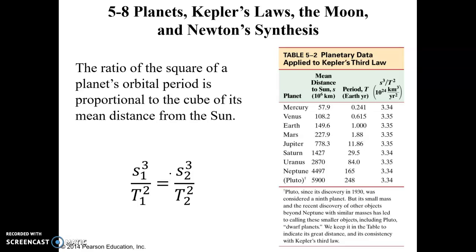So what this all means to us, how we're going to apply this knowledge, is in looking at the various planets and their mean distance to the sun. So that's what S is. That's the mean distance to the sun. So the average distance between the planet and the sun, which varies slightly at different points in the year, so we have to average them.